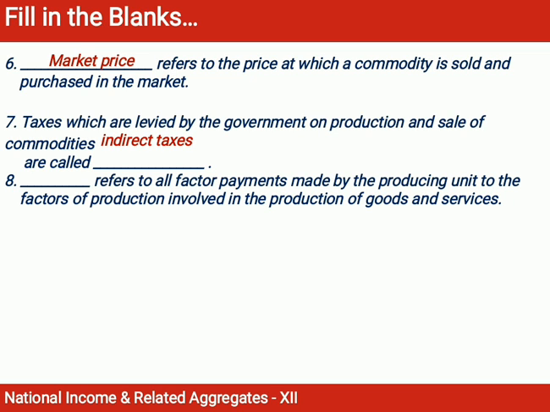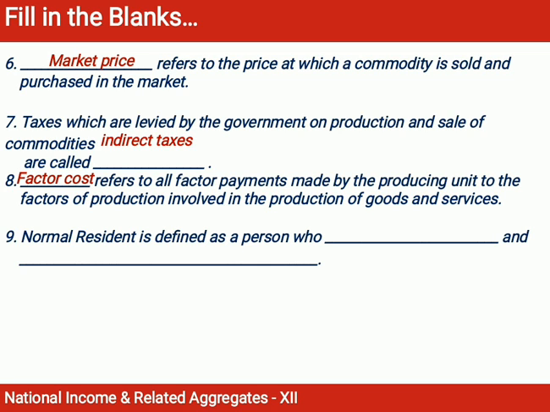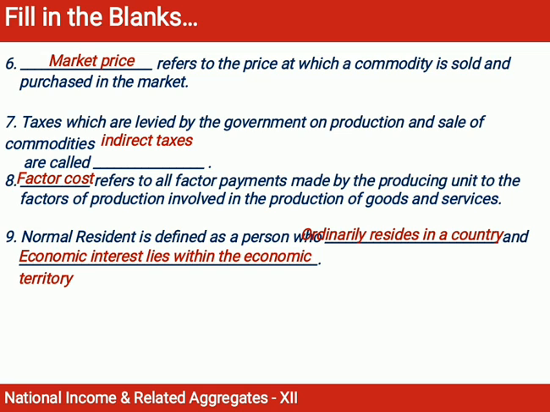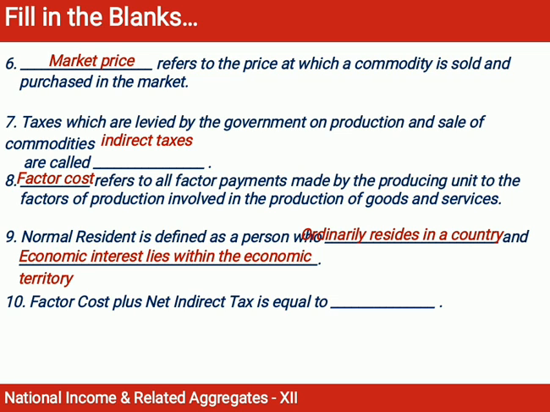And eighth, factor cost refers to all factor payments made by the producing units to the factors of production in the production of goods and services. Normal resident is defined as a person who normally resides in the country for more than 1 year and whose center of economic interest also lies in that country. And question number 10, factor cost plus net indirect taxes equals market price.